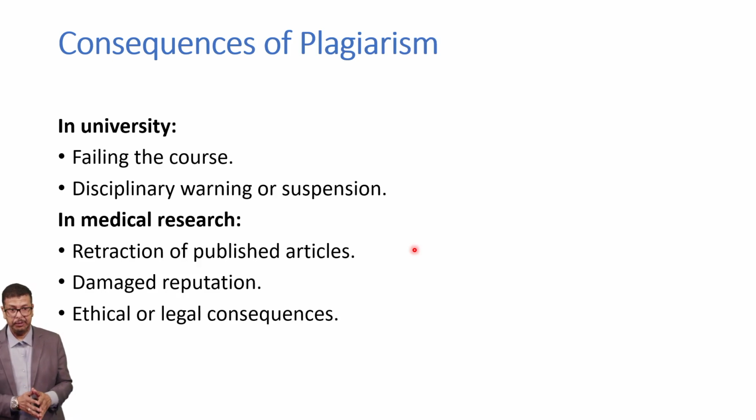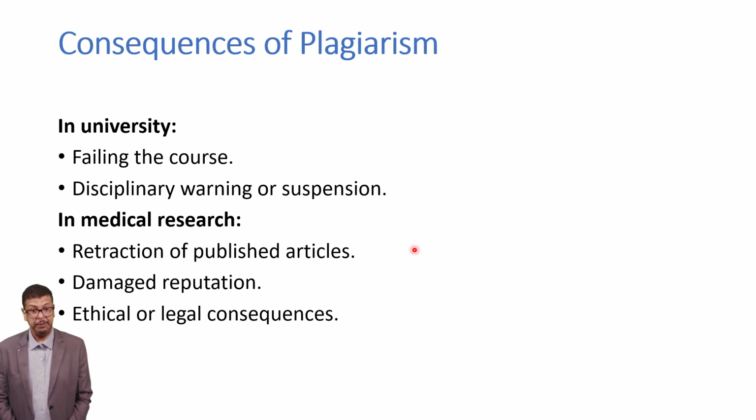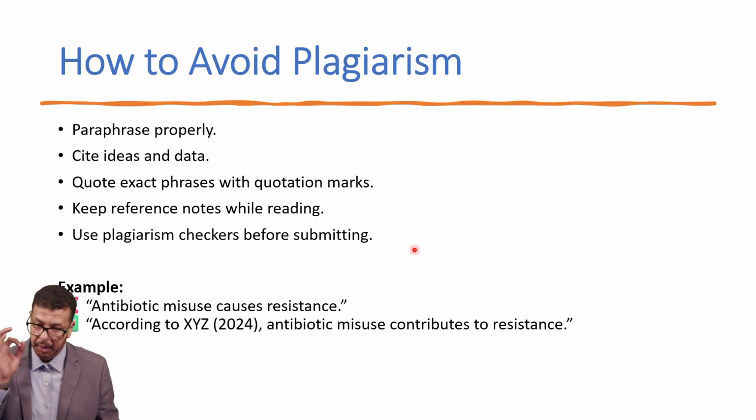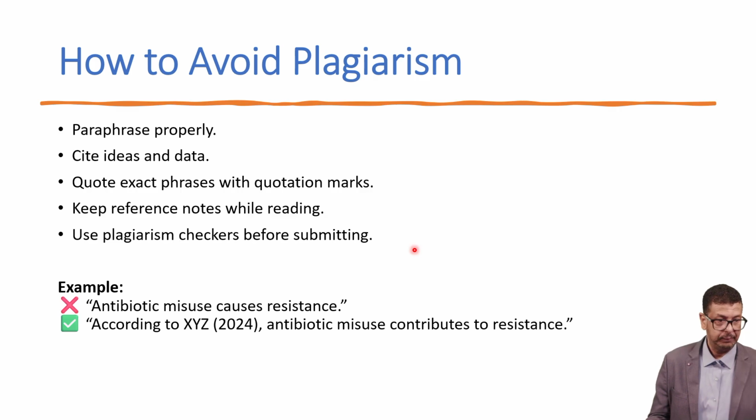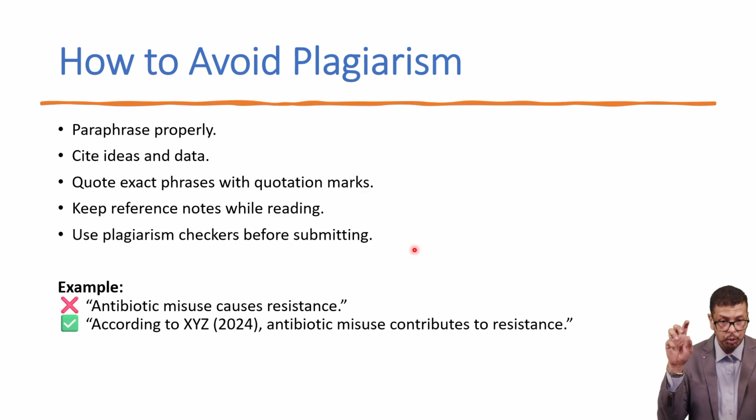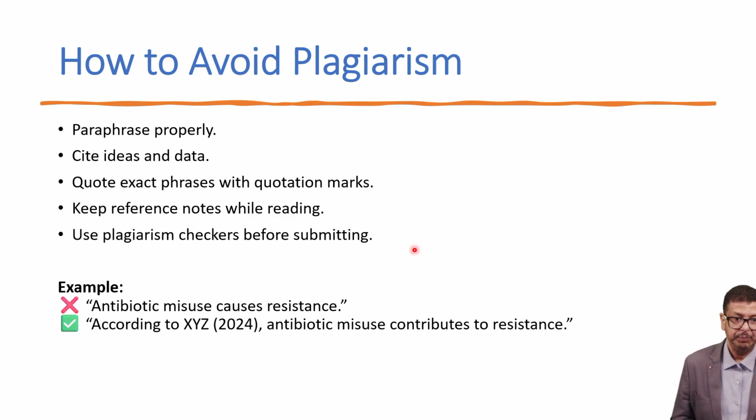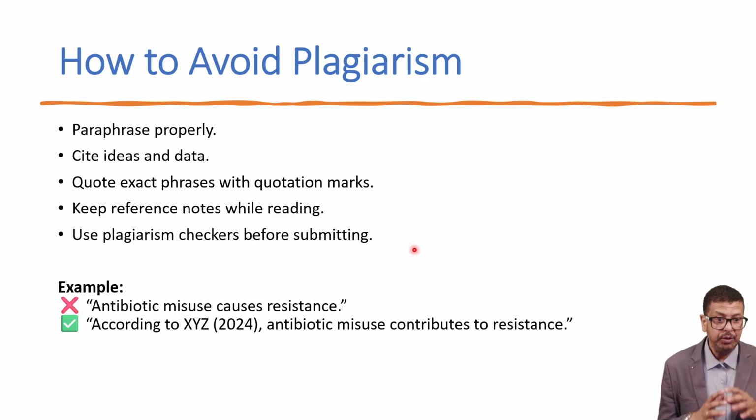Maybe failing the course or a disciplinary warning or suspension. In medical research, nowadays we see many journals start to retract published articles. Definitely, it may damage your reputation, and it is unethical, and there are legal consequences for that. How to avoid it? You have to paraphrase properly. You have to cite ideas and data. You have to quote exact phrases with quotation marks, keep reference notes while reading, and use a plagiarism checker before submitting.